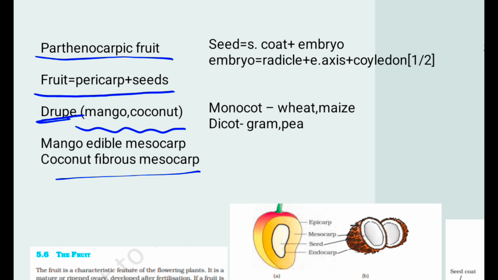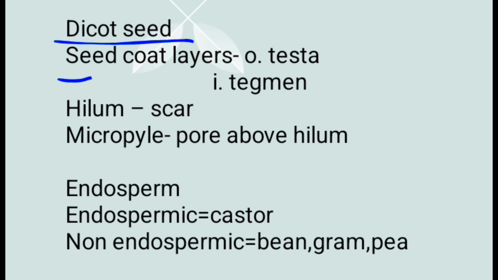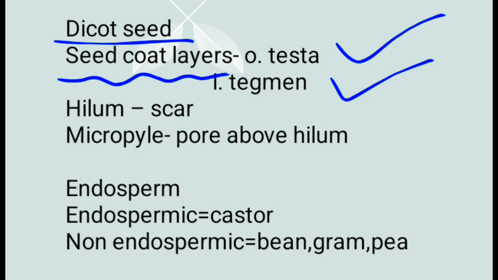Moving on to seed. Seed is made up of seed coat and embryo. Embryo contains radicle, embryonal axis, and cotyledon. Cotyledon in monocot is 1. Examples are wheat and maize. In dicot it is 2. Examples are gram and pea. Dicot seed coat has layers: outer testa and inner tegmen.